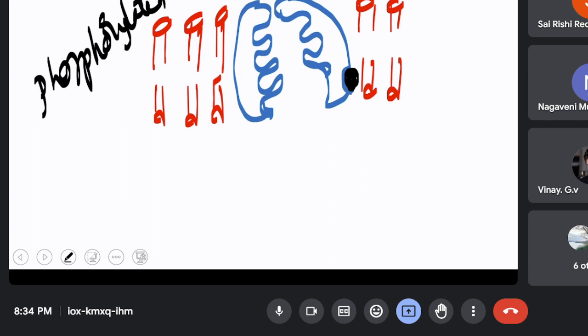So this phosphorylation, and the energy released during the ATP breakdown, is responsible for opening up the channel on the other side. How does this happen? It brings about a change in the conformation of the carrier protein. So far it is opening inside. Now there occurs a conformation change, and it opens on the other side.